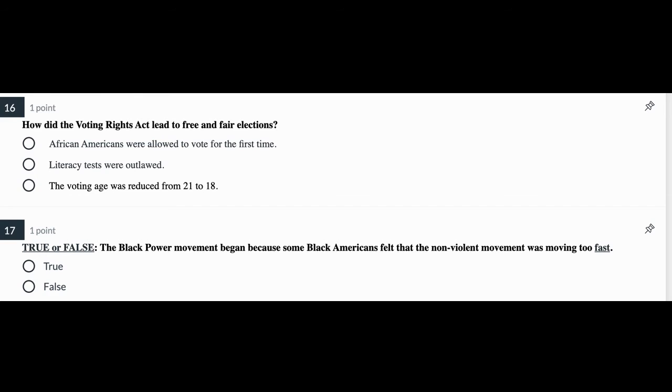How did the Voting Rights Act lead to fair and free elections? African Americans were allowed to vote for the first time. Literacy tests were outlawed, or the voting age was reduced from 21 to 18.